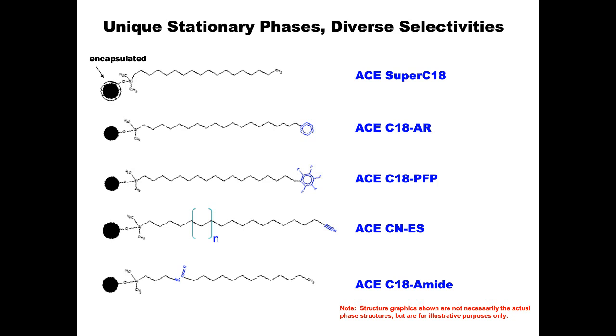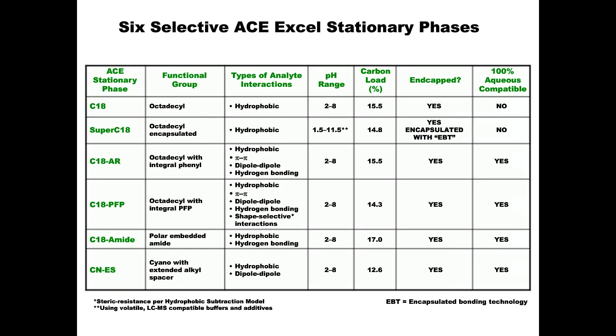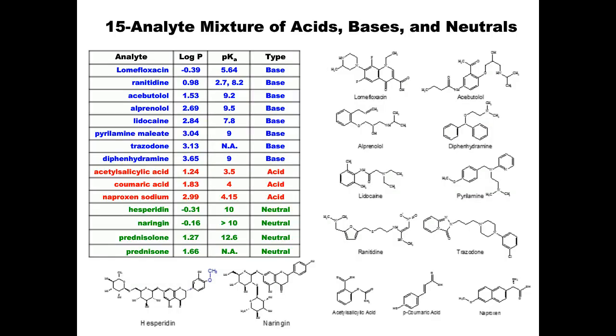Real quick look at the properties of these, and I'm not going to go through these one by one, but they're all end-capped. The Super C18 is a broad pH range phase. 4 out of the 6 are really 100% aqueous compatible in isocratic mode, so they can be used like that as needed, these last 4 here. The mixture was a 15-component sample that contained bases, acids, and neutrals, and those structures and names are shown here.